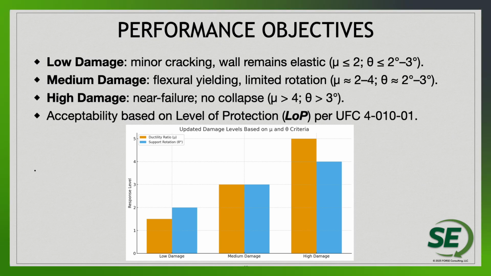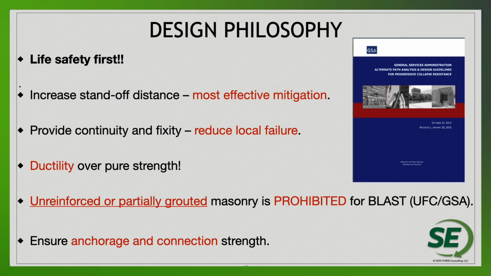But here I want to note that low, medium, and high damage are deformation criteria, which typically mean that low damage is mostly elastic, medium includes some flexural yielding but still controlled, and high damage is being near failure but without collapse. Now, of course, for an ideal design, low damage is the performance metric that is preferred and typically used. The overall design philosophy is based on life safety first, control damage, but never a collapse.